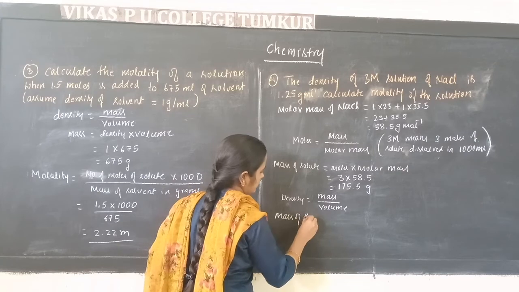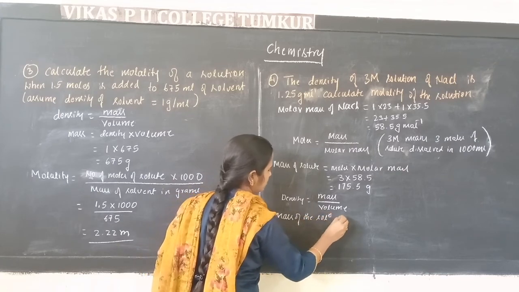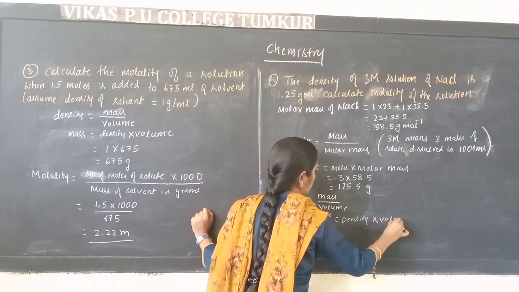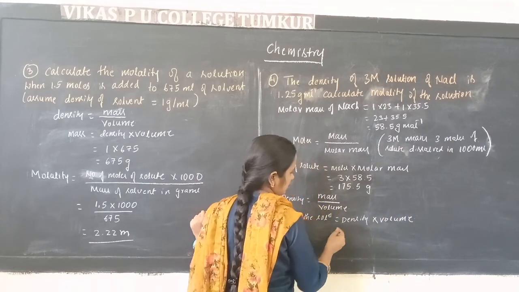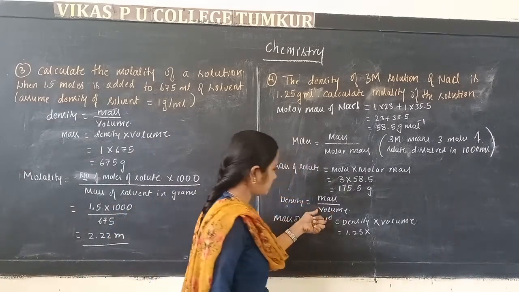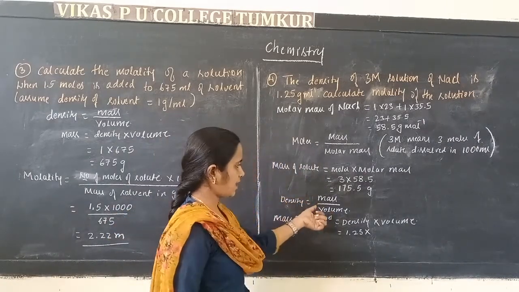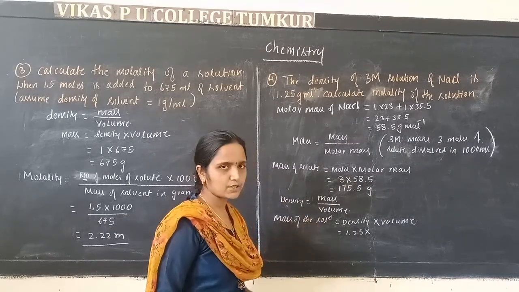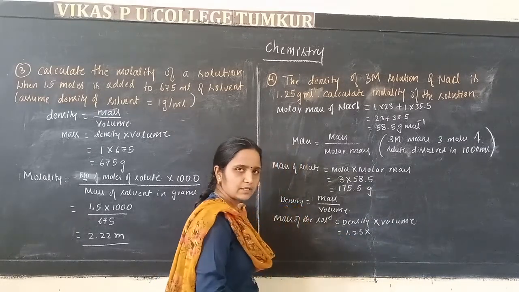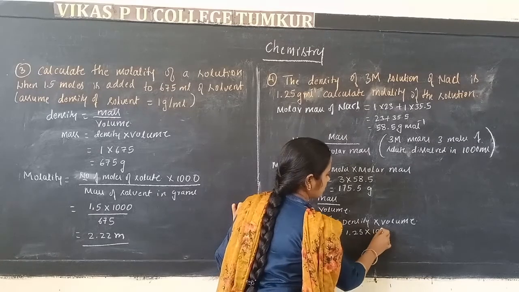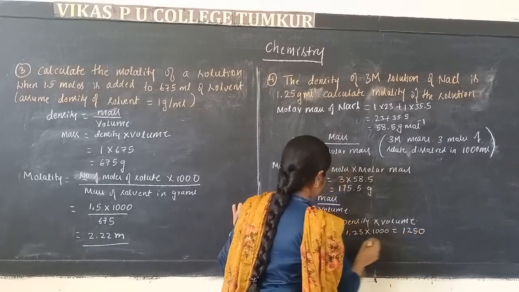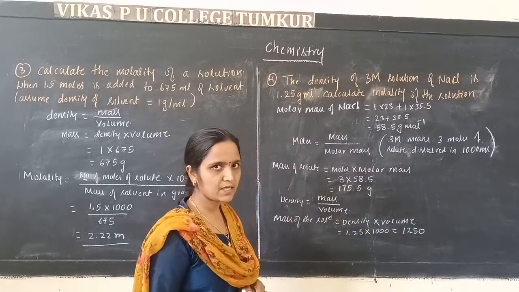Mass of the solution is equal to density into volume. Volume how much? That is 1000. We know the density and the volume, so we can find the mass of the solution. We are going to get density 1.25 into 1000, that is 1250. That is the mass of the solution.